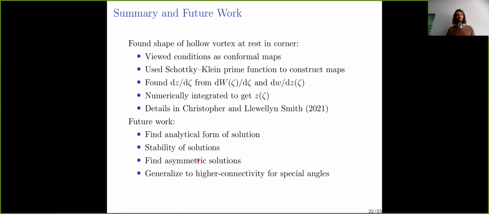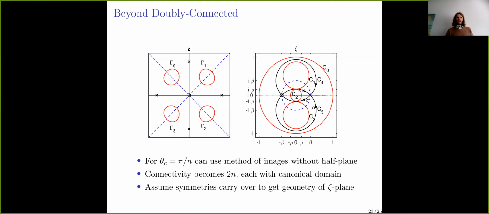So that's the one bit that I'm actually going to talk about. I'm going to have one slide on that because it's fun to look at. For certain angles, instead of unwrapping the corner and then looking at the half plane, you could just use the method of images immediately. One of those would be the angle of pi/2. Any other angle would work as long as it fits evenly into pi.